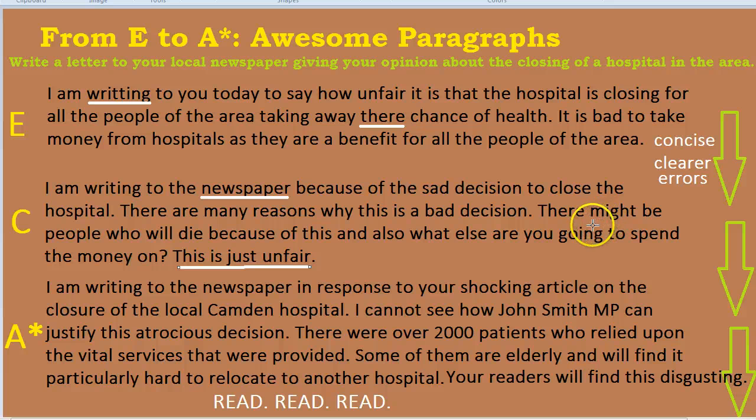There's 2 clear points. There might be people who will die because of this. That's one point. And also, what else are you going to spend the money on? 2 clear points as the reason why it's a bit longer sentence.